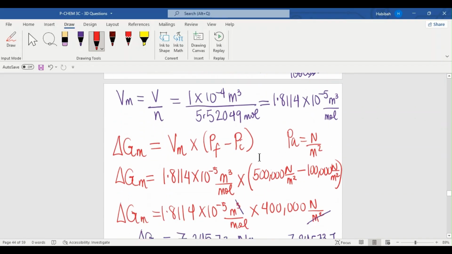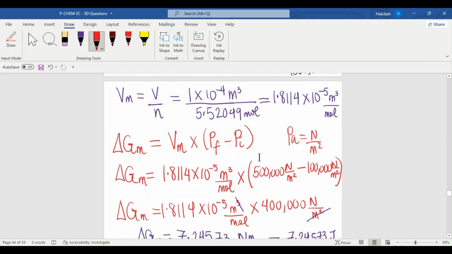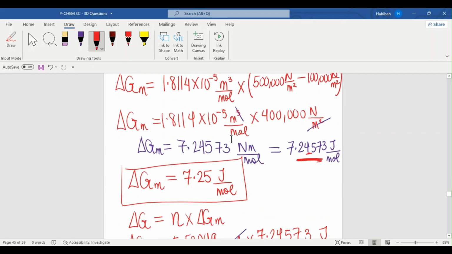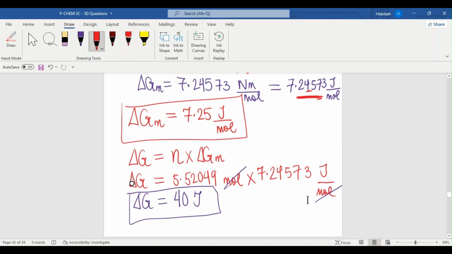So we have pressure. Thankfully, it was in the units that would make our question work well, so we just simply substituted. When we substituted, we did the calculation to get 7.25 joule per mole for the value of change in molar Gibbs energy. But then we also have to solve for the change in Gibbs energy. We used our formula, change in G equals number of moles times change in GM, and we've determined the change in Gibbs energy. So that is basically what we did.